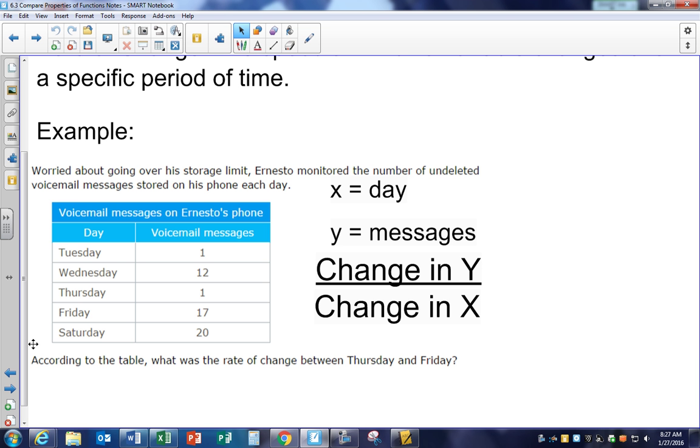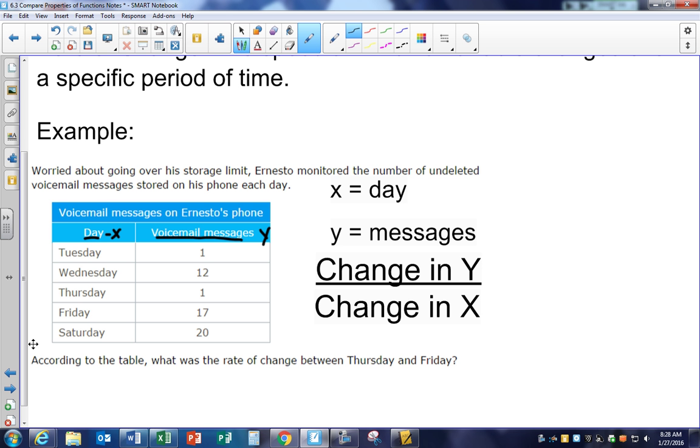So remember, we can do a table, a graph, words, or an equation to represent a function. So in this case, it's a table. When we look at this table, we notice that we have our days and our voicemail messages. So we can make those into variables using our table. We're going to make our days our X value and our voice messages our Y value. Just notice how this looks just like an XY table that we have done before.